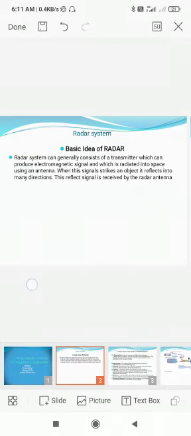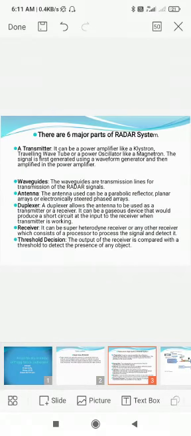Next, there are six major parts of the radar system. The first one is the transmitter, second is the waveguide, third is the antenna, fourth is the duplexer, fifth is the receiver, and the last one is the threshold decision.